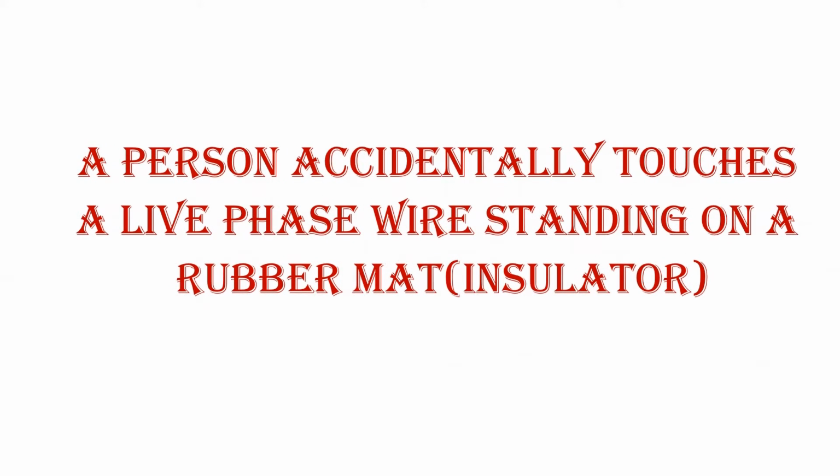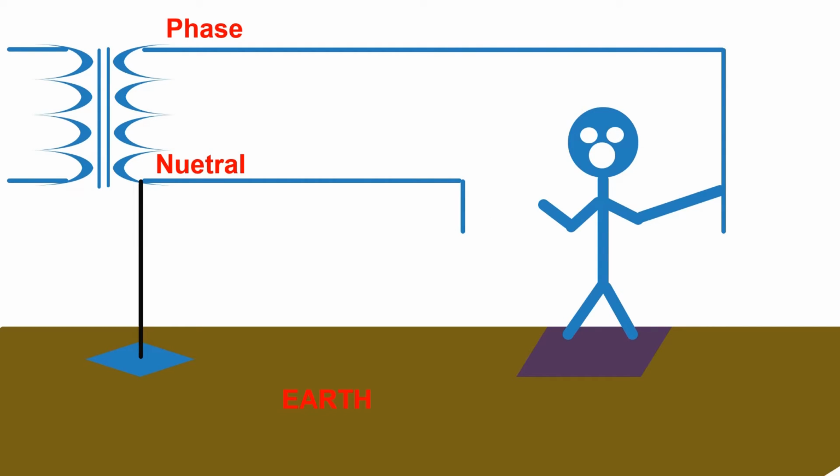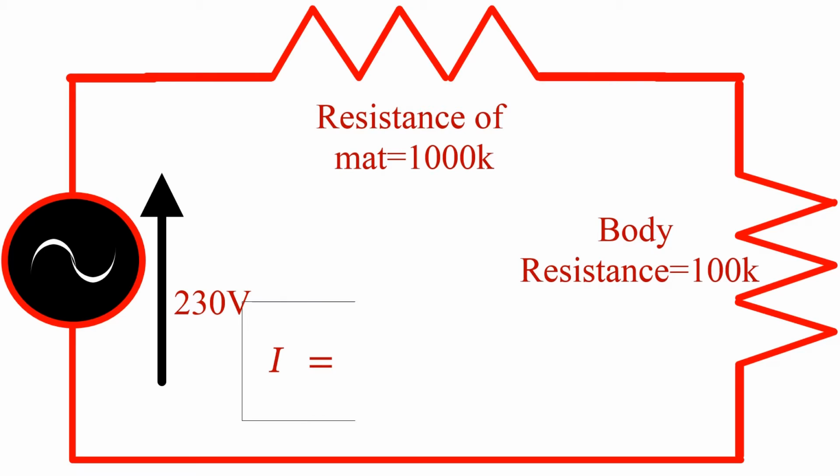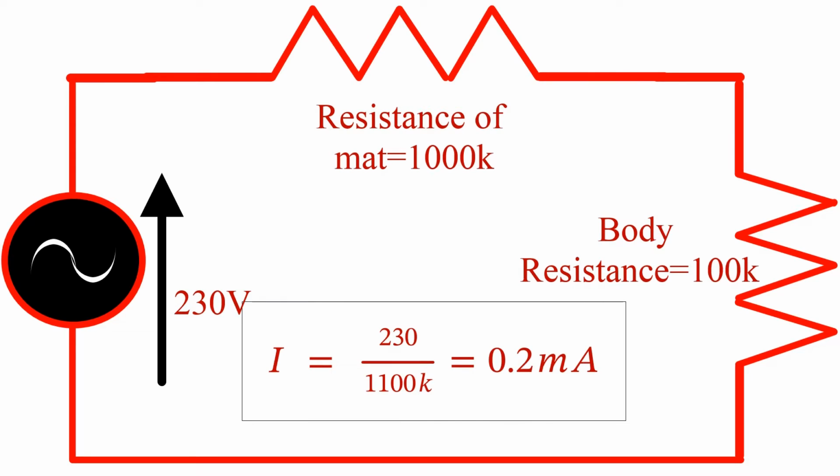Now, we will look at another situation, where the person is standing on a rubber mat, which acts like an insulator. Here, the insulator provides a large value of resistance, and opposes the flow of current. So the person will not feel any electric shock. Now, when we look at the equivalent circuit, there will be an additional resistance of 1 megaohm, which is offered by the mat. So the current will be 230 volt divided by 1100 kΩ, and that is only 0.2 mA, and this value is not dangerous for the human body.